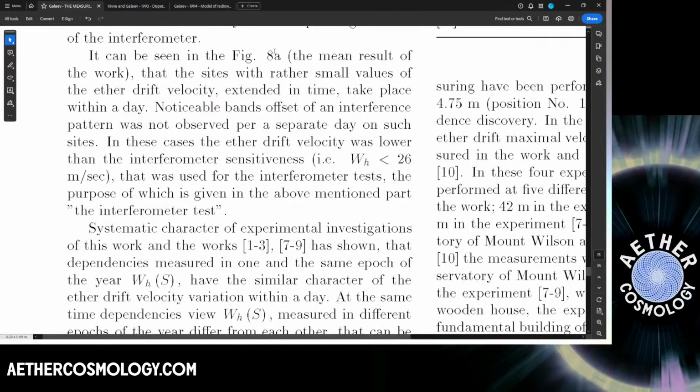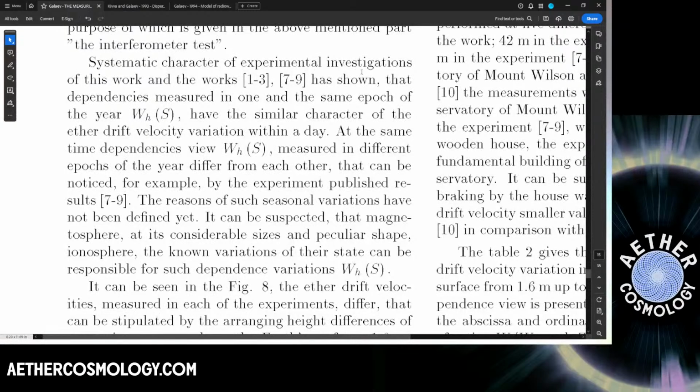It can be seen in Figure 8a, the mean result of the work, that the sites with rather small values of the ether drift velocity extended in time take place within a day. Noticeable band offset of an interference pattern was not observed per a separate day on such sites. In these cases, the ether drift velocity was lower than the interferometer sensitiveness, i.e., the ether drift was less than 26 meters per second, that was used for the interferometer test, the purpose of which is given in the above-mentioned part, the interferometer test.